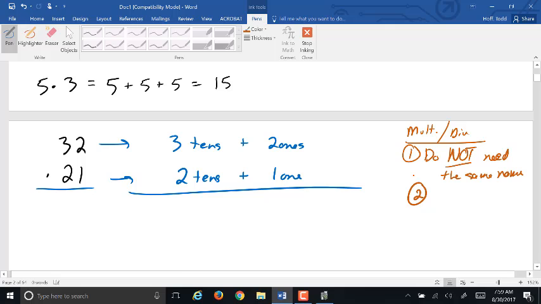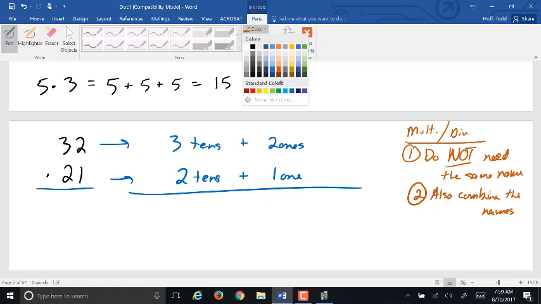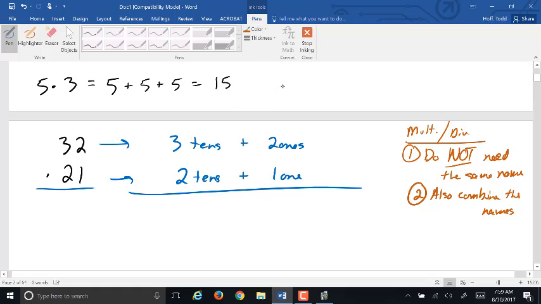And again, as always, we're going to combine the counts, but for multiplication and division, we also combine the names. Which is what you were saying. I didn't mean to cut you off. So we don't need the same name when we multiply.